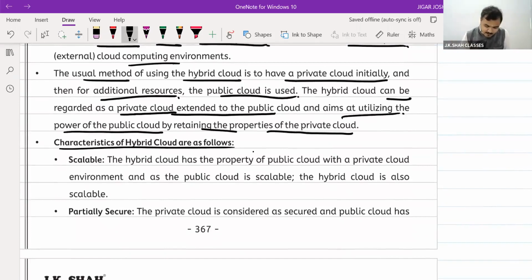Okay, sir. Now, tell me, is private cloud scalable? No, private cloud is not scalable. Why? Because it is constructed and they are small in size.